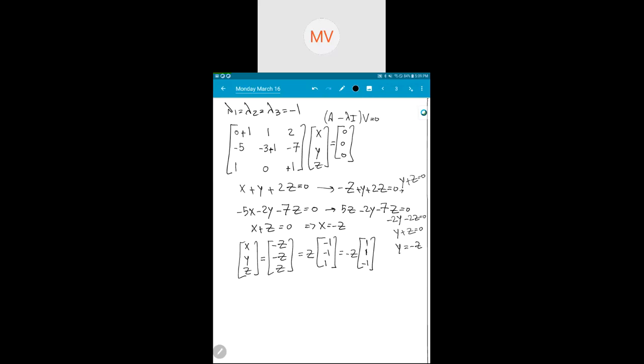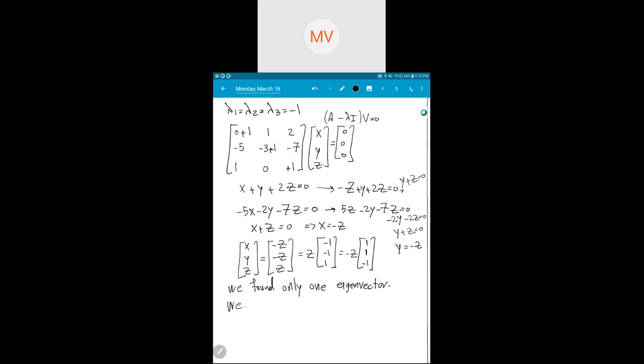And I don't know what the next system is going to be, so I'm going to stick with this one. And by the way, how many eigenvectors are we getting? Only one. We found only one eigenvector. How many are we missing? Two.